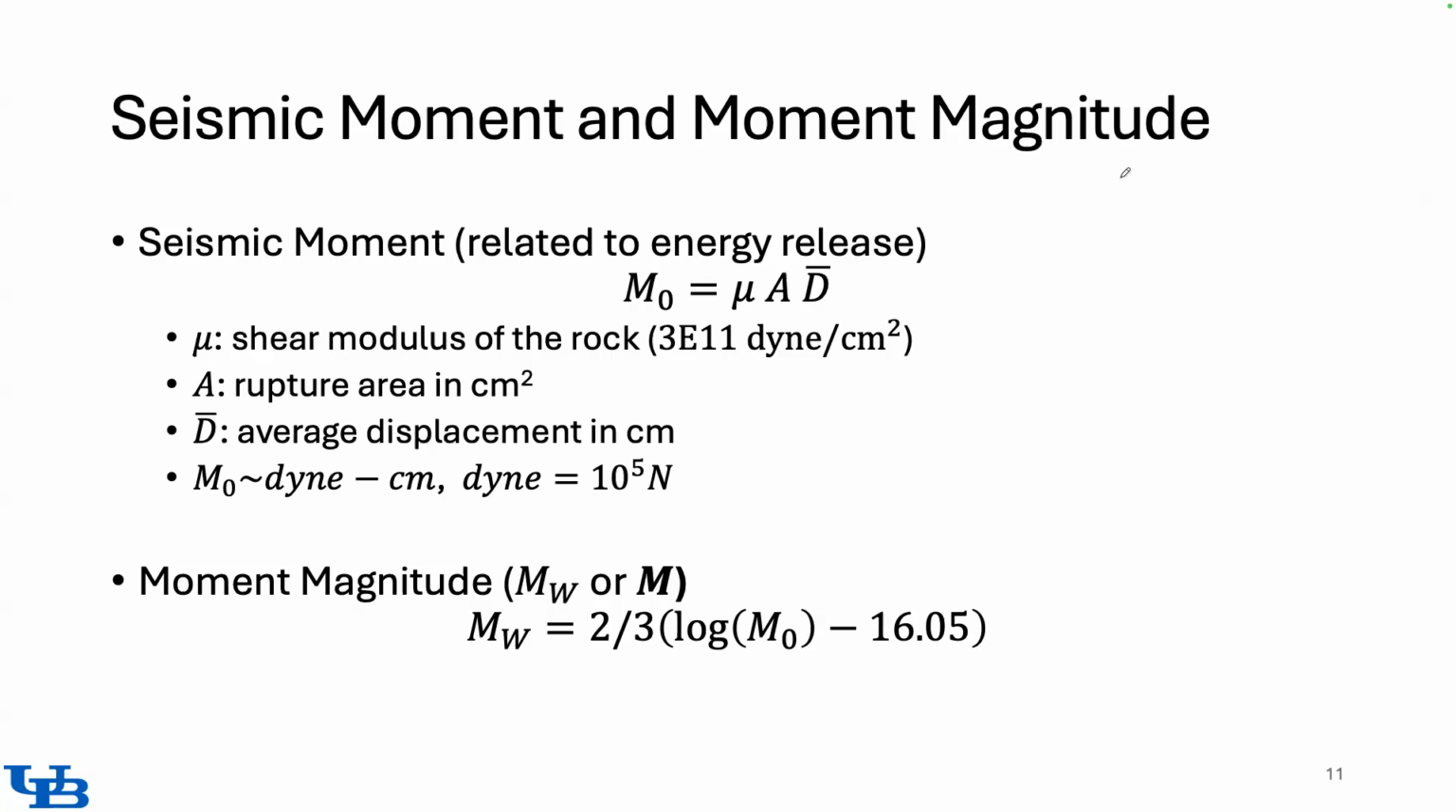And the most recent, and the one that is primarily used now that we have access to seismometers, is the seismic moment and moment magnitude. So we define seismic moment as the product of the shear modulus, the area of the rupture, and the average displacement. That's in units of moment, and it's proportional to the total amount of energy released. Then, using this seismic moment on a log scale, we define the moment magnitude.